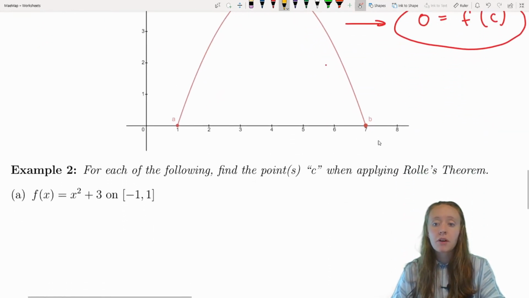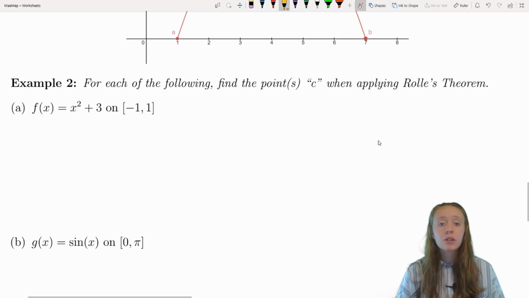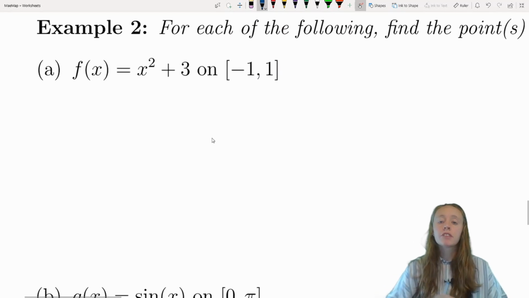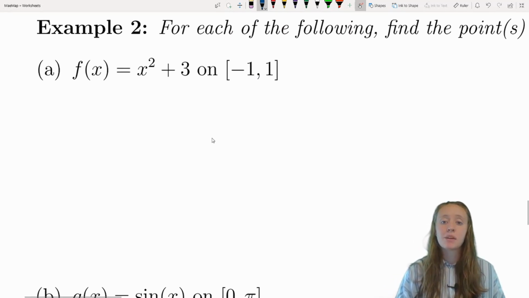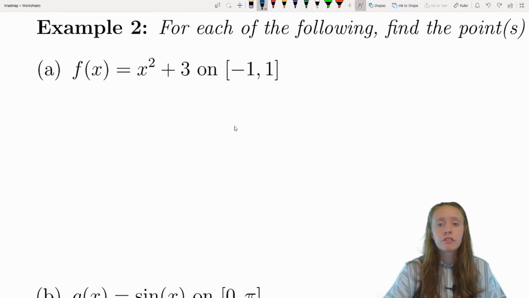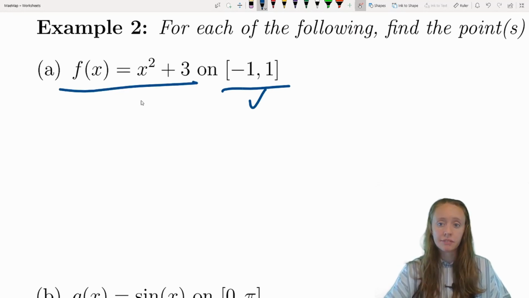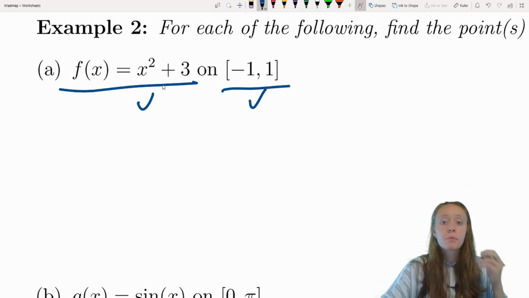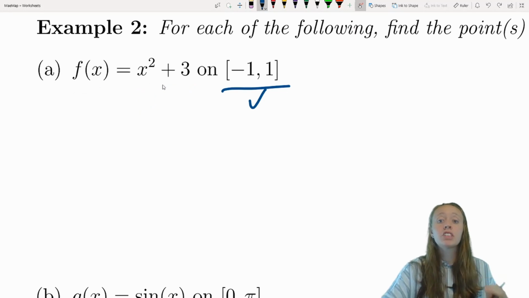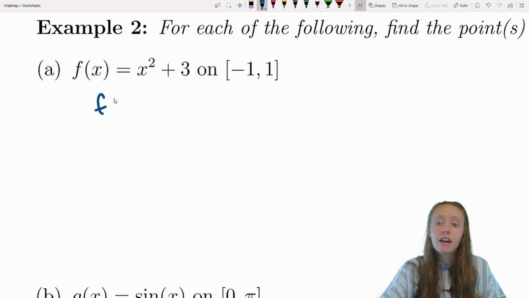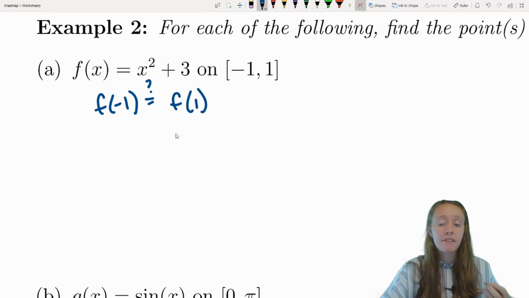So let's go ahead and look below. For each of the following, we're going to find the point or points c when applying Rolle's theorem. Zooming in, the first part of example 2 says that f of x is equal to x squared plus 3 on the interval from -1 to 1. First off, do we have a closed interval? Yes. Is our function differentiable on our closed interval? Yes, x squared plus 3 is differentiable everywhere. Because we meet those first two conditions, we also have to check our final condition. Does f of -1 equal f of 1? That is our big question.